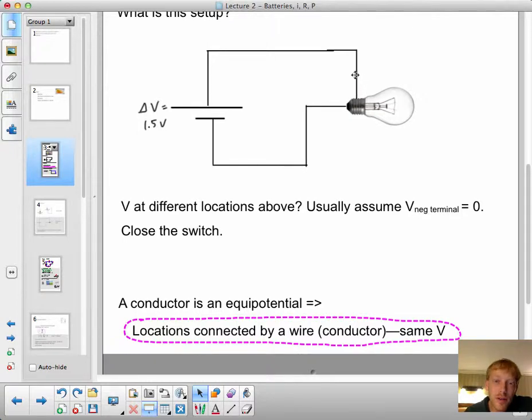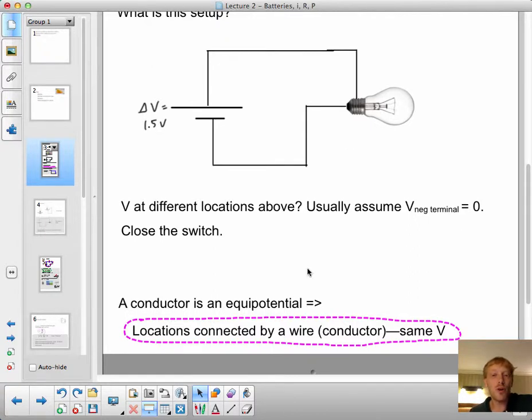So what's the voltage here? 1.5 volts, because it's connected directly by a battery to that location. What's the voltage there? 1.5 volts. What's the voltage there? 0 volts, because it's connected to the negative terminal. What's the voltage there? 0. There, 0. There, 0. There, 1.5. So what this battery does effectively is creates a voltage difference across the light bulb of 1.5 volts.